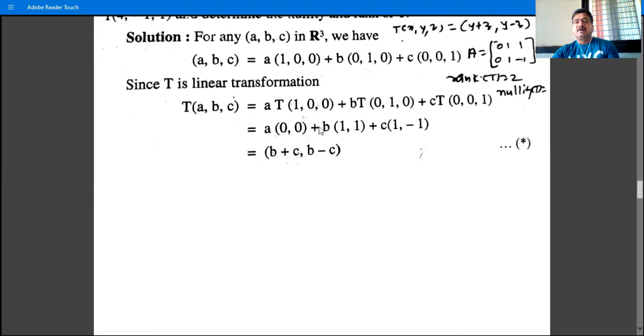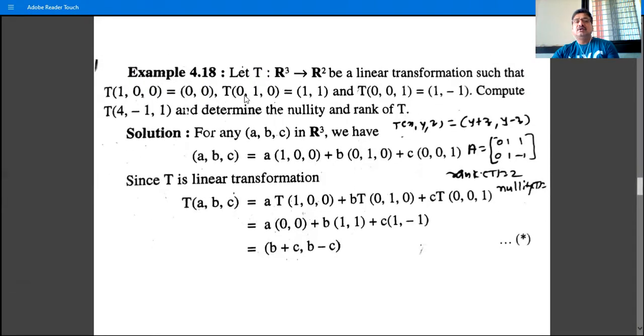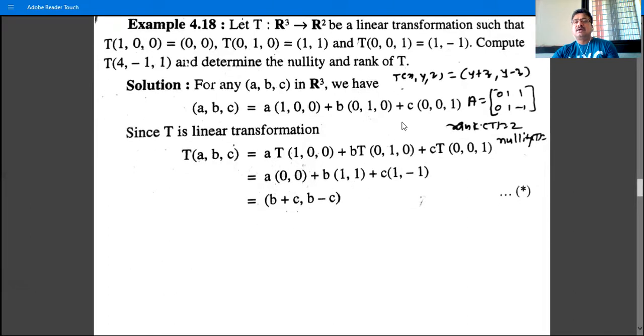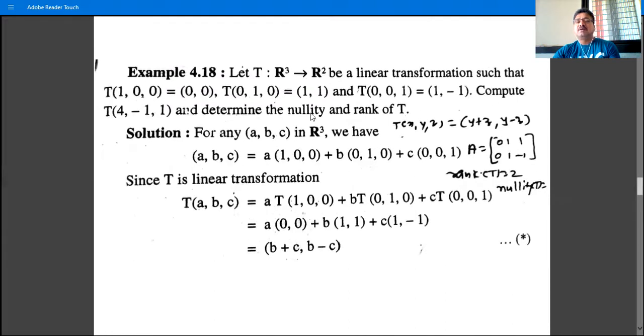And then we write T of (1, 0, 0) as (0, 0), T of (0, 1, 0) as (1, 1), and T of (0, 0, 1) as (1, -1). After applying the definition of scalar multiplication and addition, we have (y plus z, y minus z). Obviously this is an element of R2. And so T(x, y, z) is (y plus z, y minus z). We write this as T(x, y, z) equal to A times (x, y, z), where A is the matrix with rows (0, 1, 1) and (0, 1, -1).